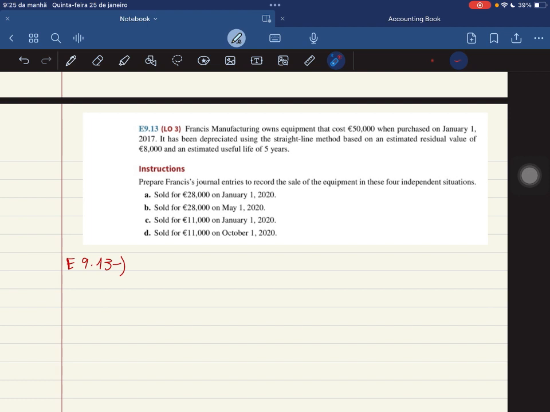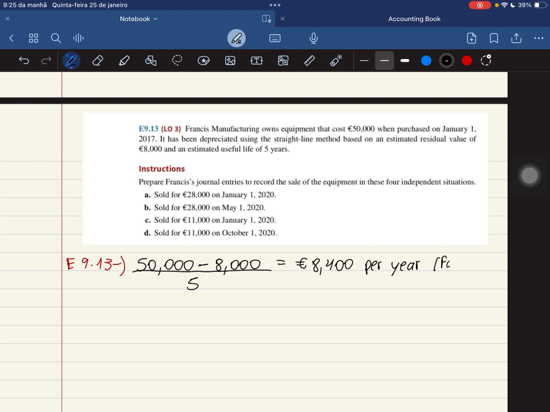Okay, so the first thing that I see here is that they use the straight-line method, which makes things way easier for us. So let's just calculate how much the depreciation per year would be using the straight-line method. I'm just putting the cost less the residual or salvage value, divided by the useful life of 5 years. That is 8,400 euros per year. But that is per full year.